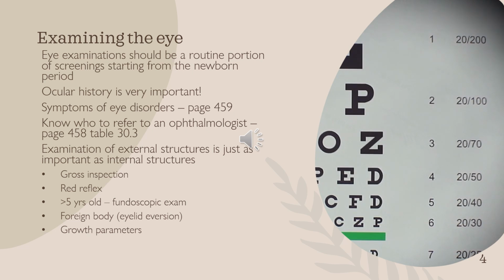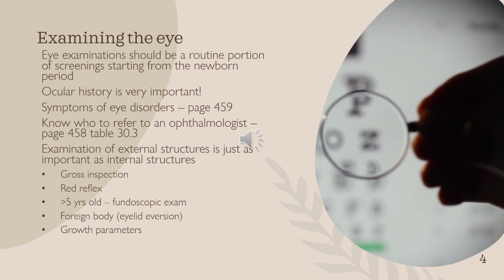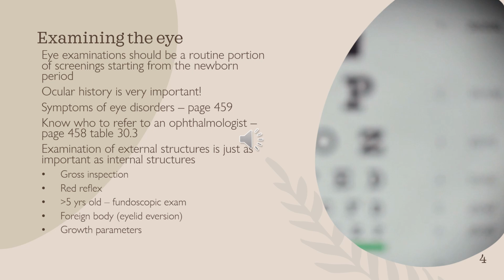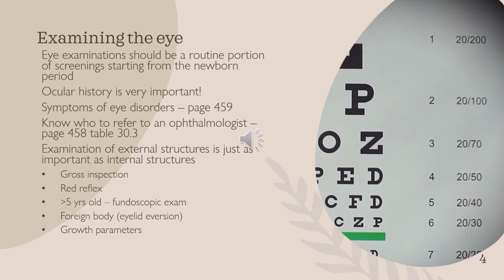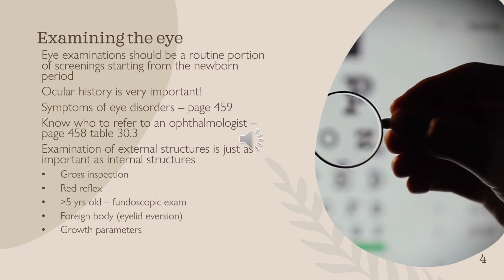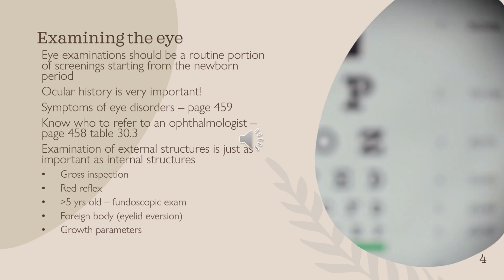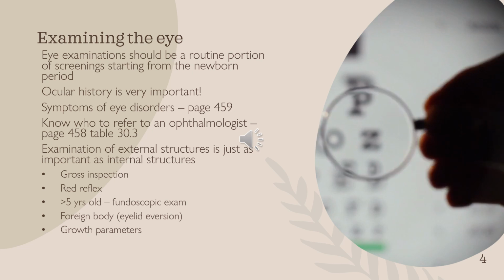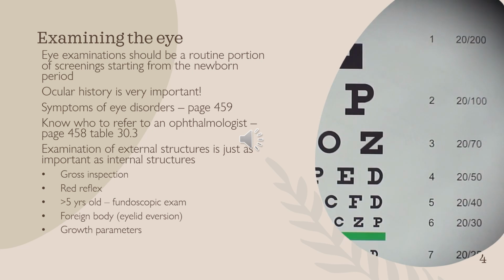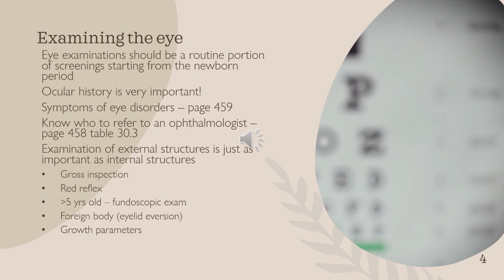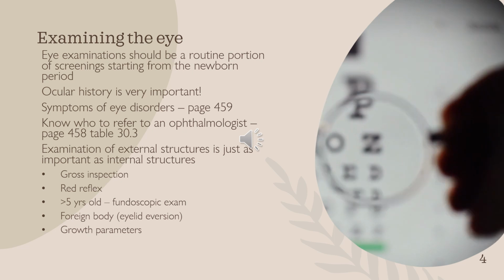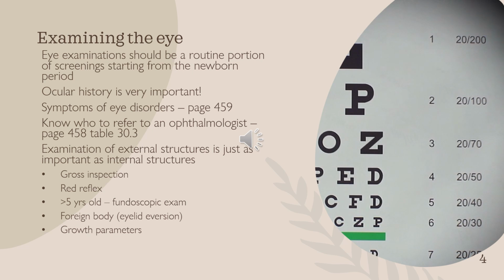If you look on page 458, table 30.3, it goes through the ages and methods for pediatric eye evaluations. Again, I'm not going to test you on specifics like at 3 years, they should have 20/50 or worse vision, things like that. You just need to know that it gets better. And there's also on that table indications for referral. That's the important part of this. Who do we need to refer?